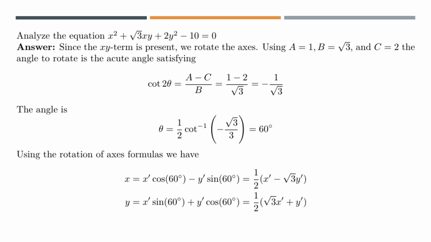So using the rotation of axes formulas, again, we plug in the 60 degrees for theta, the angle of rotation. Go ahead and evaluate the sine and cosine of those, and we have x in terms of x prime, y prime, and we have y in terms of x prime, y prime. So here are the rotation formulas. And again, these will be used for plotting purposes.